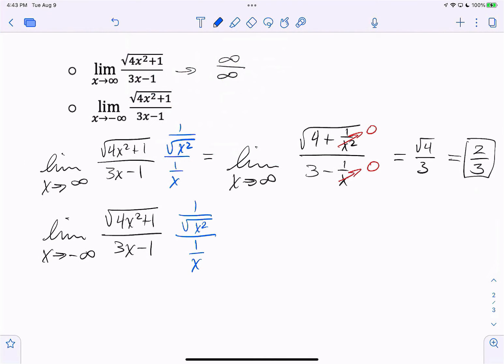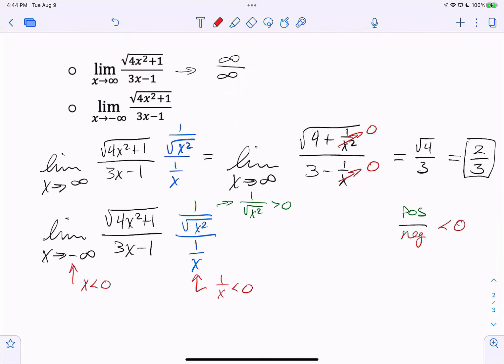The reason is that since x is going to negative infinity, we know that x is negative, which means that 1 over x is negative. But in the numerator, we have 1 over the square root of x squared, which is actually the absolute value of x, and so we know that 1 over the square root of x squared is positive. And as you know, positive divided by negative is negative.